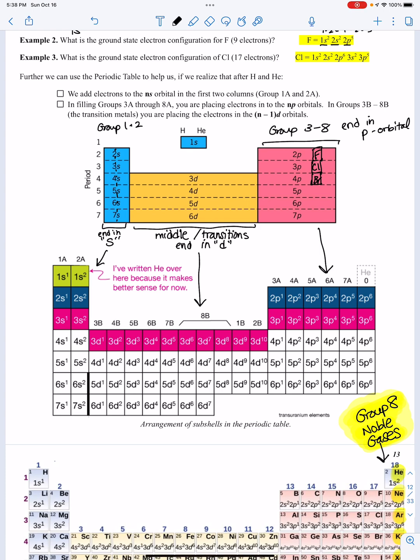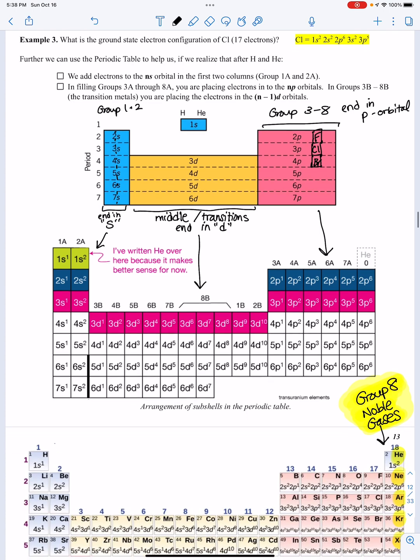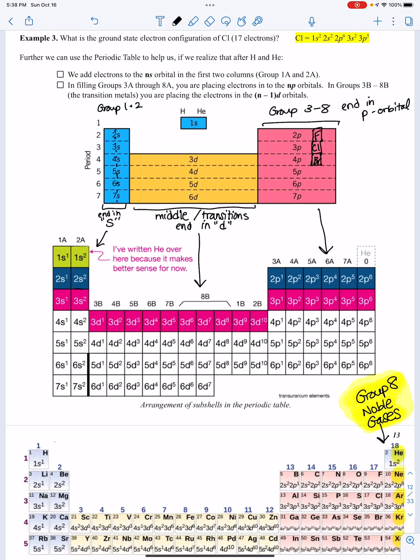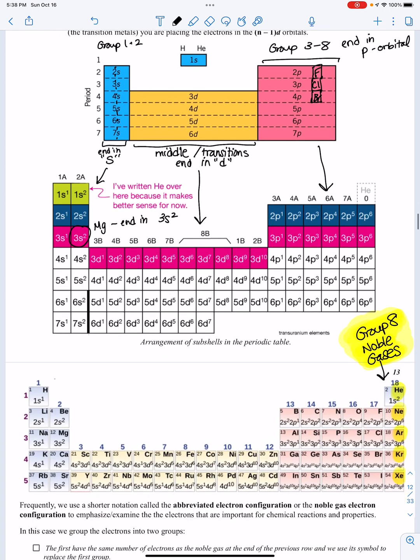So if I'm looking at groups 1 and 2, let's say whatever element this is, let's say this is magnesium. Magnesium's going to end in 3s2. And the way that I like to try and figure out electronic configurations is just by kind of adding up all of the electron configurations from this little trick here.